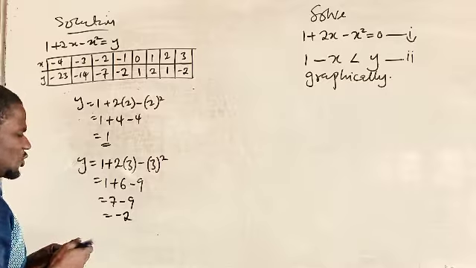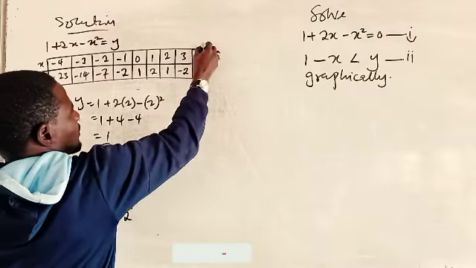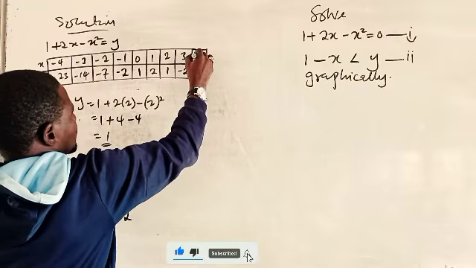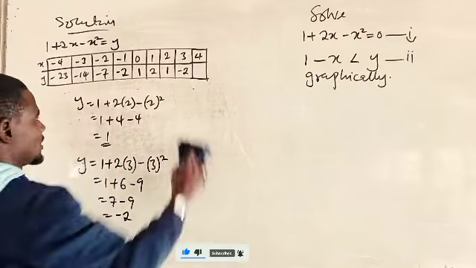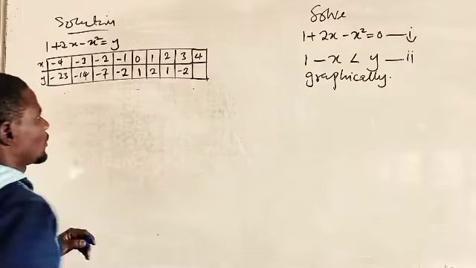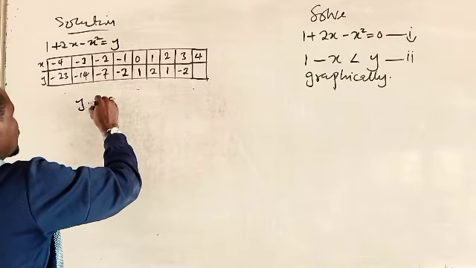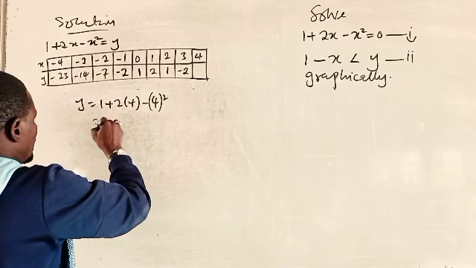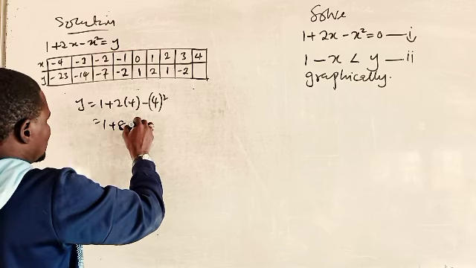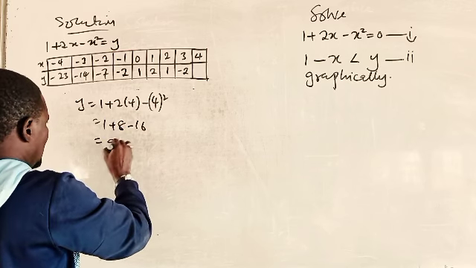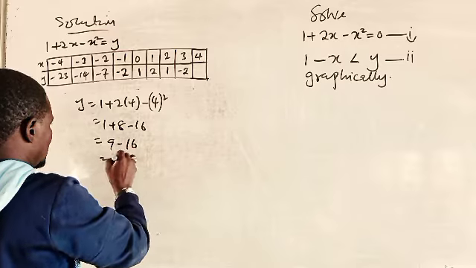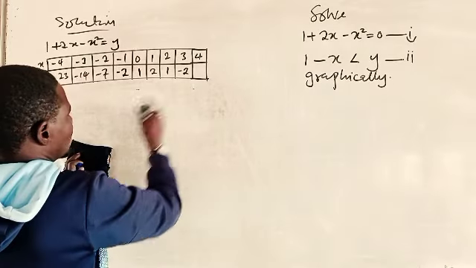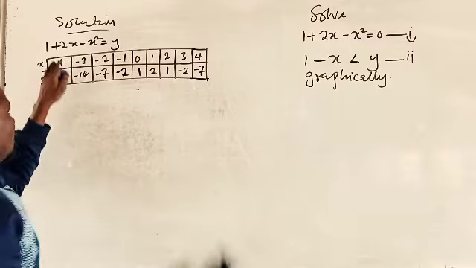So we can stop this way, or we can add 4 here. Just like the way we carried from minus 4 to 4. So when x is 4, let's see what's going to happen. We have y equals 1 plus 2 bracket 4 minus 4 squared. This is 1 plus 8 minus 16. This is 9 minus 16, and this is equals to minus 7. That means here is minus 7. We can leave this one here.